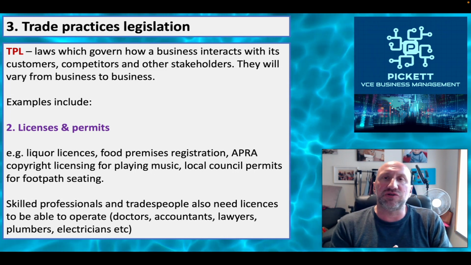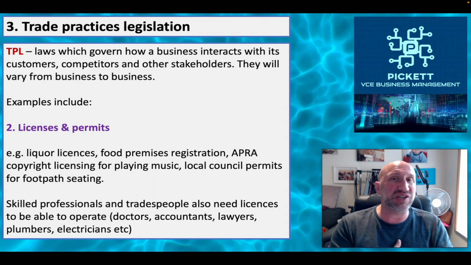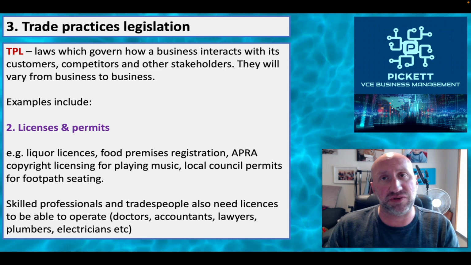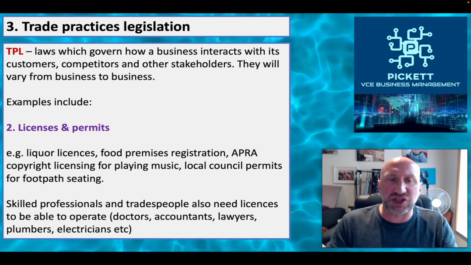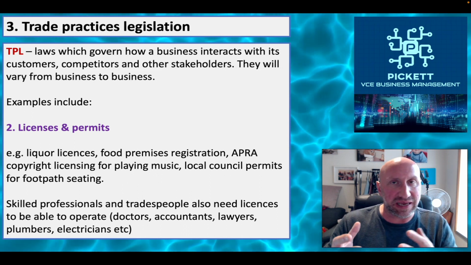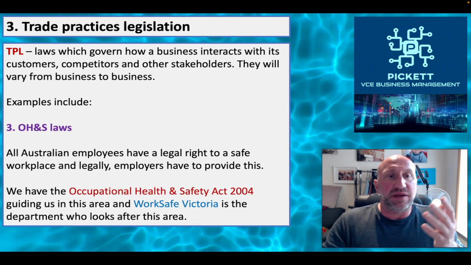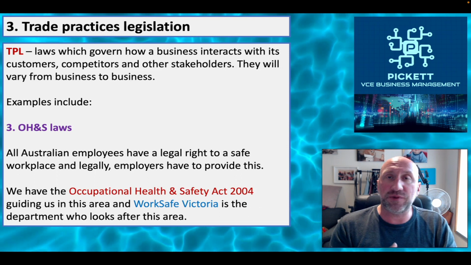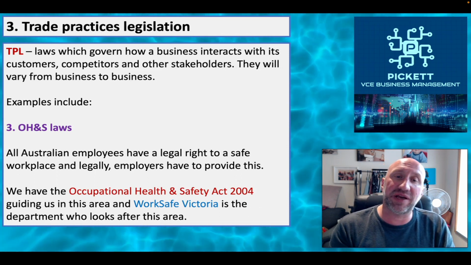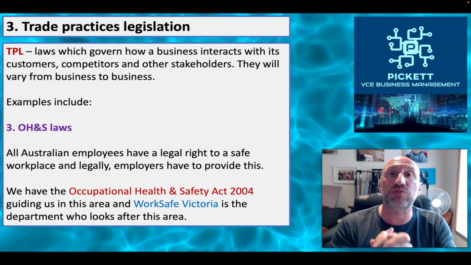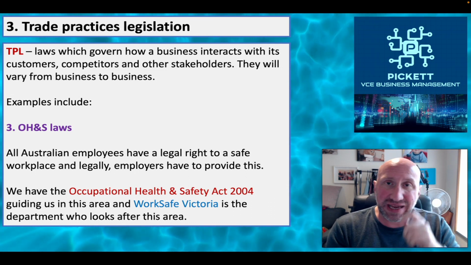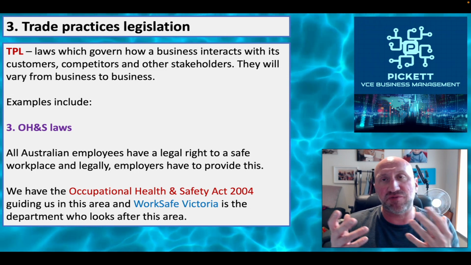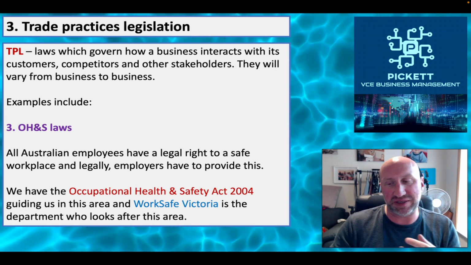And then, of course, skilled professionals and tradespeople also need licenses to be able to operate. Doctors, accountants, lawyers, but also tradies, plumbers, electricians, all that sort of thing. They need certification and licenses to actually be able to operate in that trade. Okay. Another one you could talk about would be, for example, occupational health and safety laws. All Australian employees have a legal right to a safe workplace, and legally employers have to provide this. We have the OH&S Act 2004 guiding us in Victoria, and WorkSafe Victoria is the government department that looks after that area and that piece of legislation.